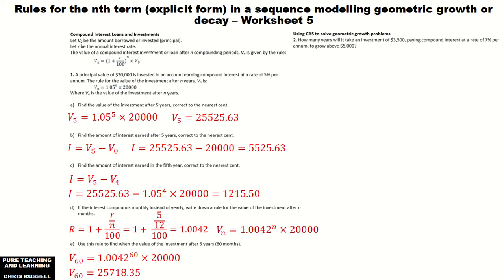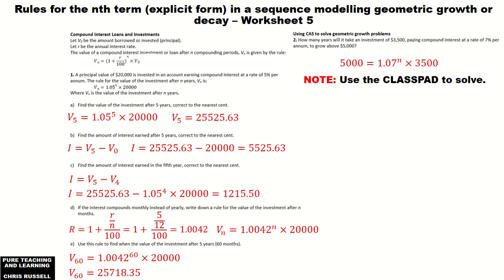Okay, our last question on that page is using the CAS to solve geometric growth problems. So we've got how many years will it take an investment of $3,500 paying compound interest at a rate of 7% per annum to grow above $5,000. Well, first of all, we have to work out what we're trying to solve. In this case, we know our future value, which is $5,000. It equals 1.07 to the power of n. Now that 1.07 is 7% converted into a decimal, then add 1 due to the compound interest. So 1.07 to the power of n multiplied by 3,500.